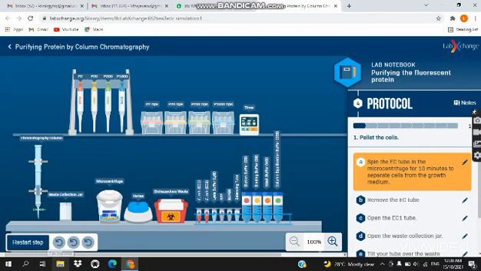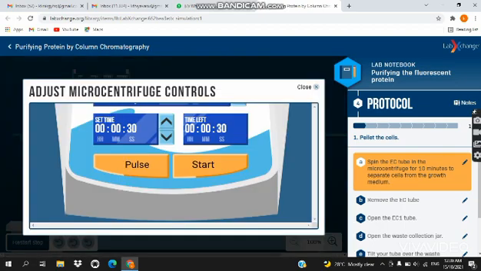Here is the simulation for purifying protein by chromatography. First is to pellet the cells. We spin the EC tubes in the microfuge for 10 minutes in order to separate the cells from the media. Here we have two E. coli tubes. Okay, we close the cover and spin for 10 minutes.